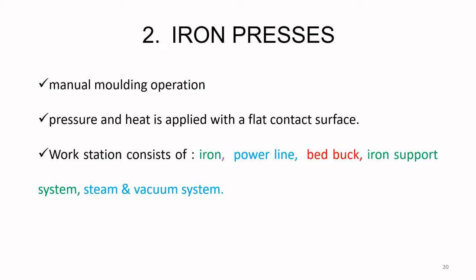And what does the workstation consist of? We're going to have an iron. Of course, there is going to be a power line. There will be a bed buck, on which we keep the garment and iron the garment. And then the iron support system, on which we keep the iron. And there is a steam and vacuum system, which we will see in the next slide.